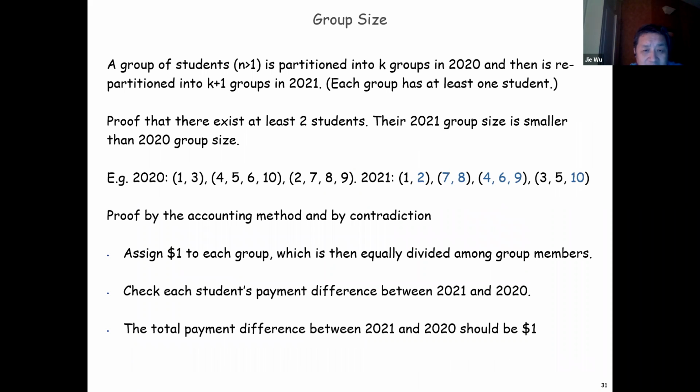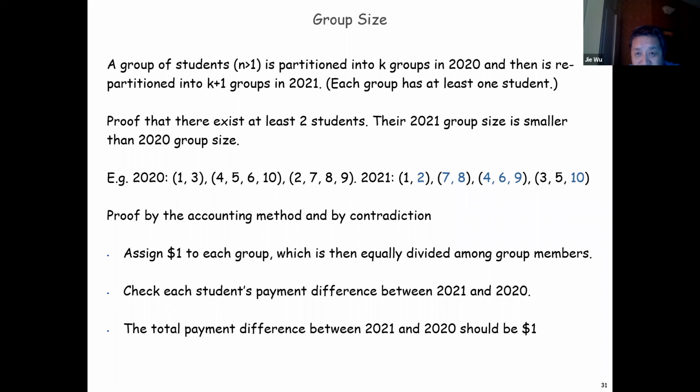So the second problem I will give you, I think I briefly mentioned it. Suppose now we have more students. We have 15 students, right? We need to divide them into multiple groups, K groups, like in the fall, last semester. Then you repartition into K+1 groups.